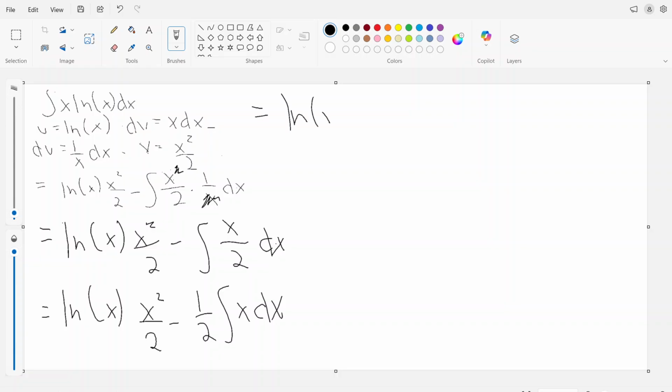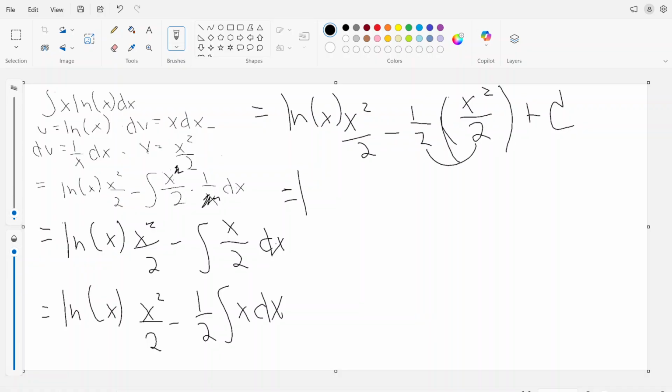This becomes ln of x times x squared over 2 minus 1/2, and the integral of x is x squared over 2. So we have x times x squared over 2 plus c. Remember the plus c. And now we can simplify this further by multiplying these two terms together. So we have ln of x times x squared over 2 minus x squared over 4 plus c. So this is our final answer.